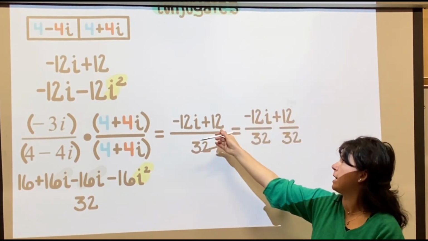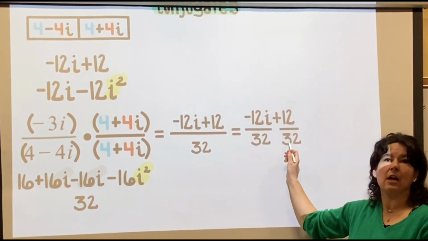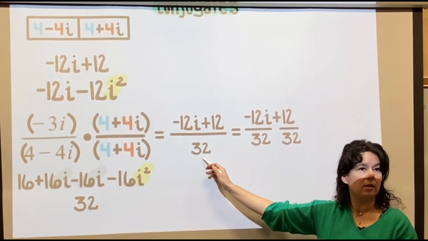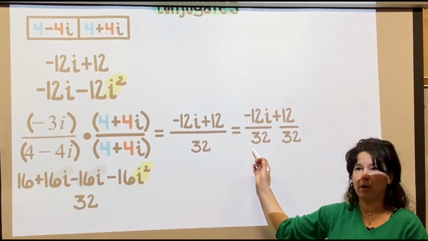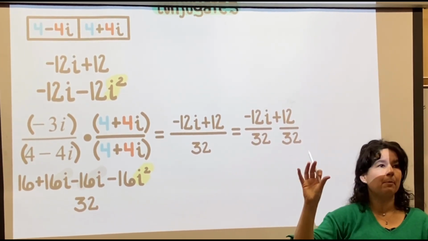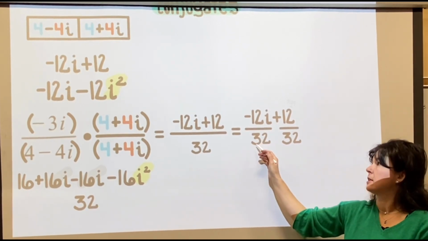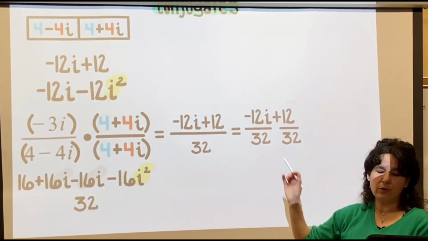Just think about undoing that. If you were adding fractions and the denominators were the same, you would combine the tops over the common denominator. So we're just pulling those back apart. We're getting that a plus bi look. Now this fraction simplifies, 12 and 32.